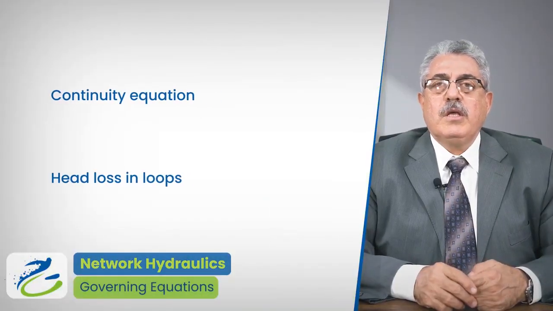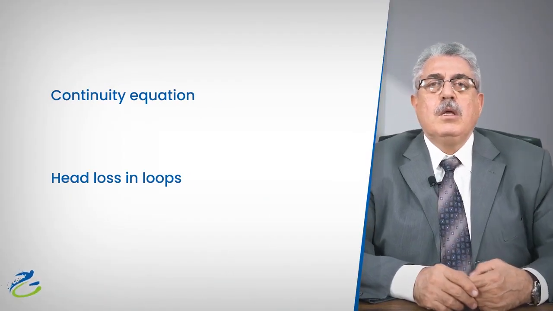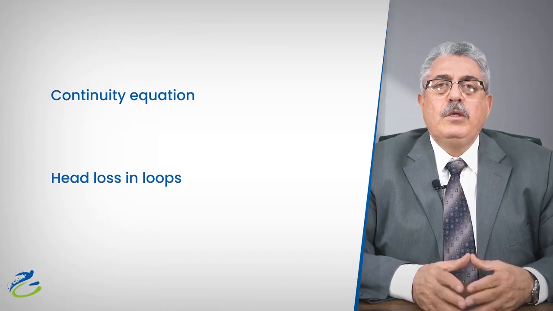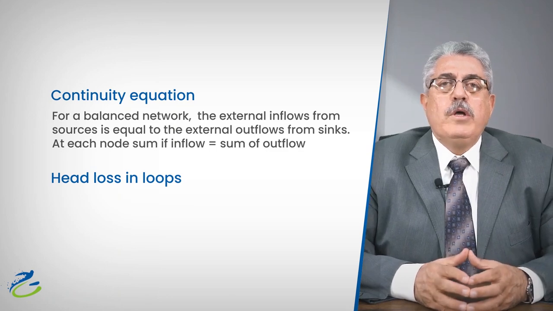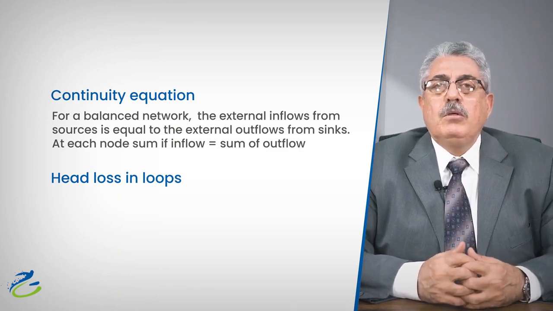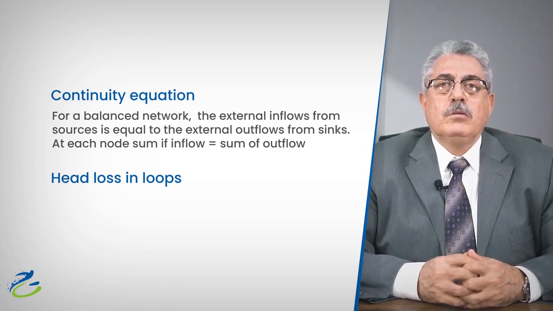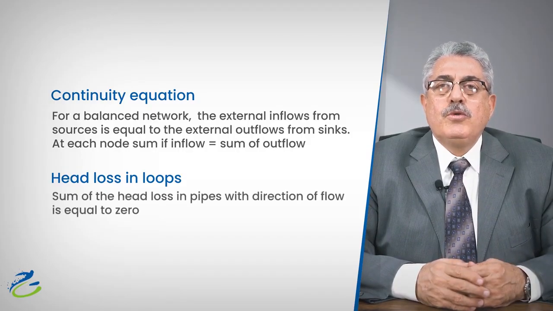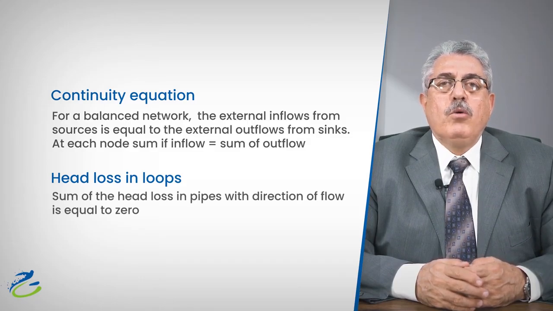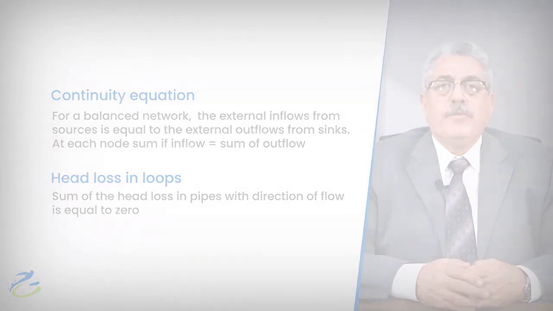Most of the hydraulics of networks are governed by two main equations. One is a continuity equation, and the second is the head loss in closed loops. We define the continuity equation applied at each node, where the sum of inflow to the node is equal to the sum of outflow. In terms of energy equations applied to closed loops, the sum of the head loss in pipes with direction of flow is equal to 0.